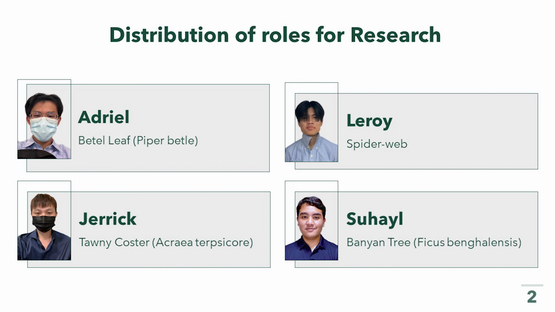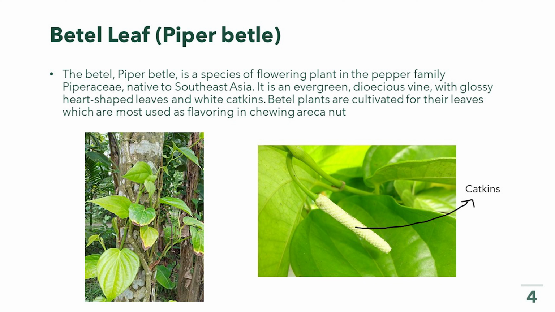Hello, my name is Adriel, and the glue I chose is the pepper betel. It is a species of flowering plant in the pepper family native to Southeast Asia. It is an evergreen and delicious vine with glossy, heart-shaped leaves and white catkins shown in the picture on the right. The pepper betel is cultivated for its leaves, which are mostly used as flavoring in chewing areca nuts.